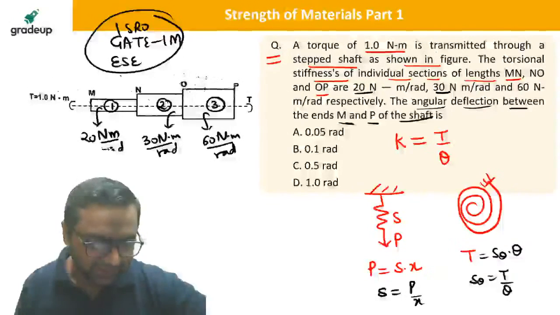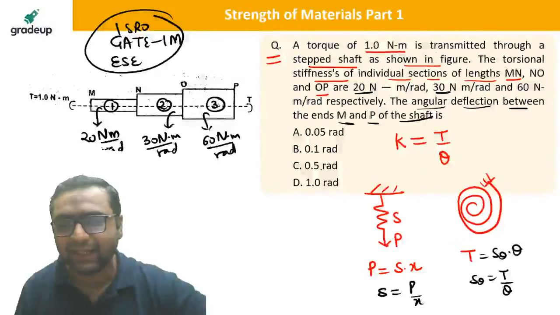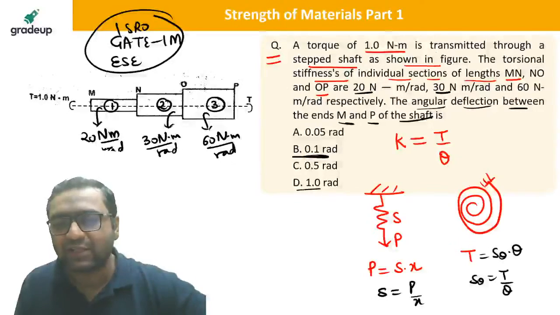Okay, Prince has already answered. Yasser has already answered. Sharmila. Okay, all are saying the answer is B. Okay, let us see. One student has answered D also.